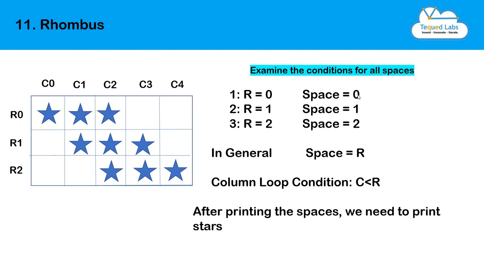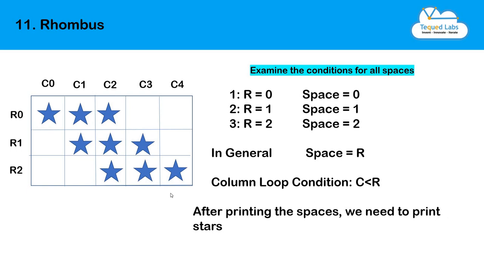When r is 0, there are 0 spaces. When r is 1, there is 1 space. When r is 2, there are 2 spaces. So in general, number of spaces to be printed in each row are equal to r. So the loop condition would be c is less than r. Again, why less than r? Because c starts from 0.